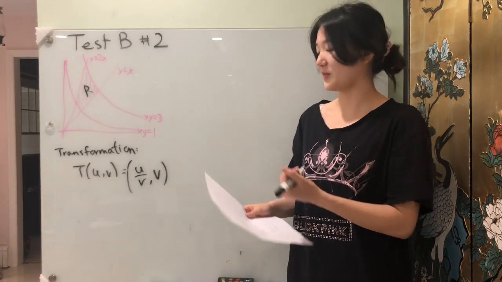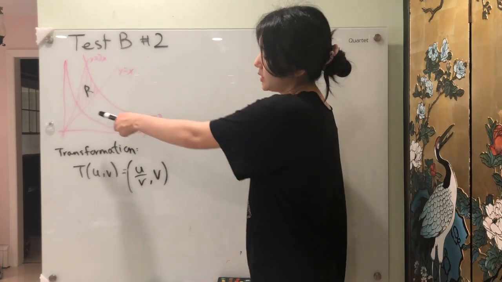Now we're going to talk about test B question 2. In this question we have a region bounded by R.